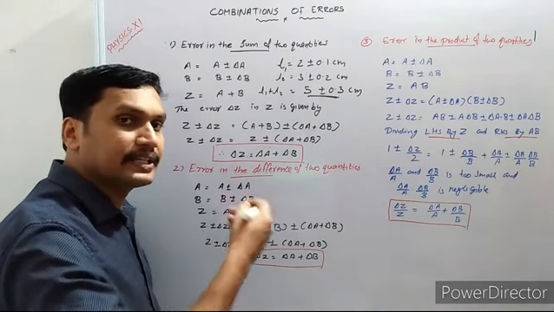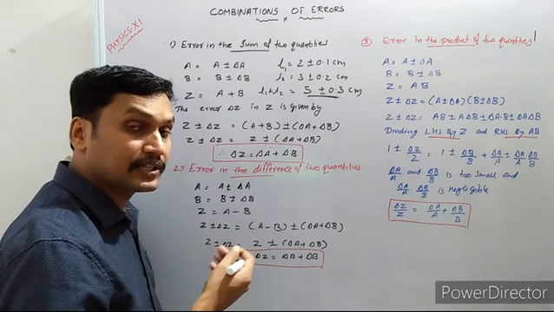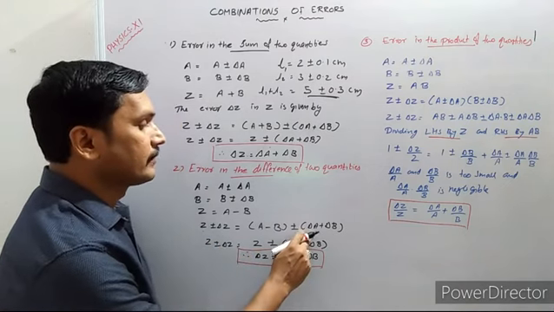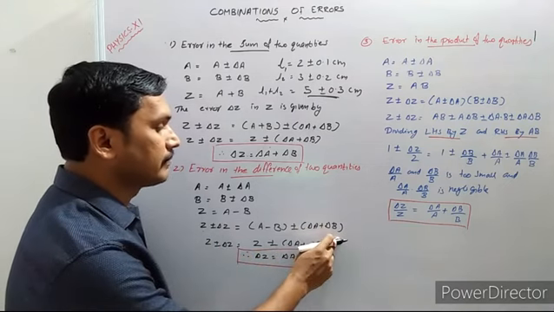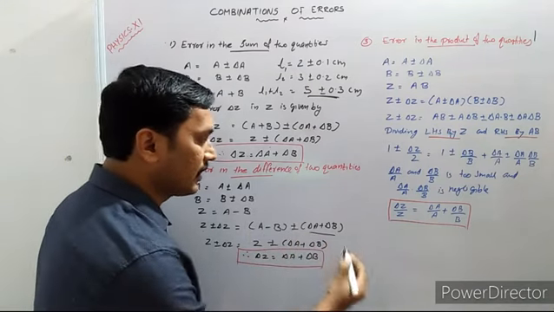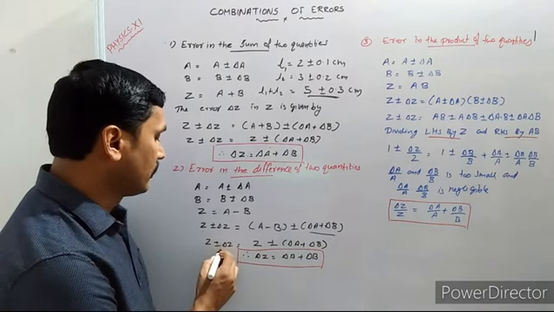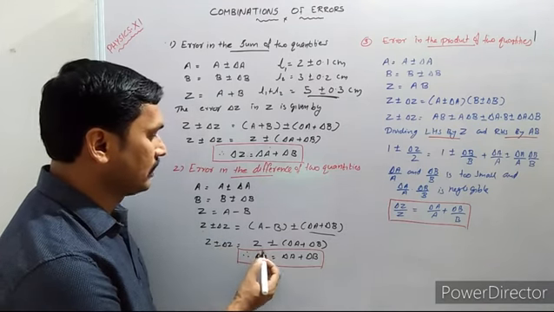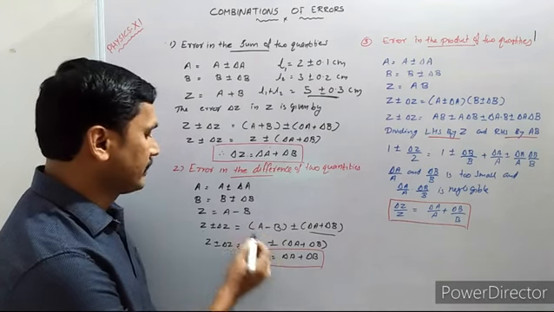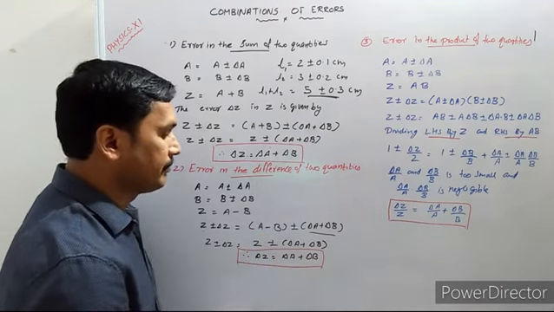Error is always getting increased if you are doing any mathematical operation. If it is addition or subtraction, it is always delta A plus delta B. Now write delta A minus delta B. Remember, it is delta A plus delta B itself. So Z plus or minus delta Z is equal to A minus B, you can write as Z plus or minus delta A plus delta B.